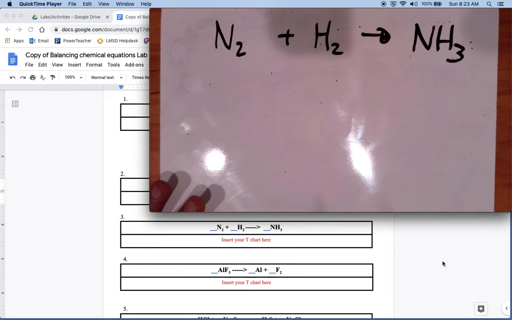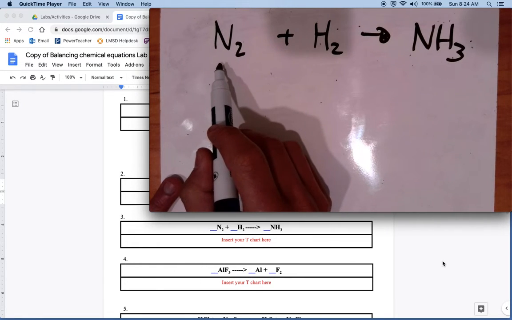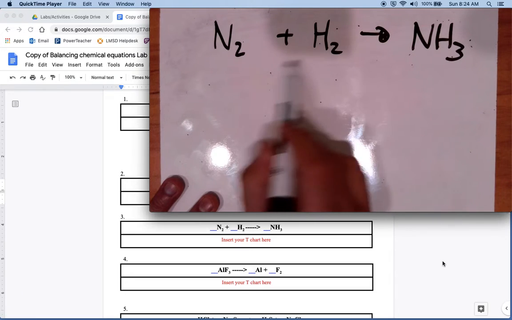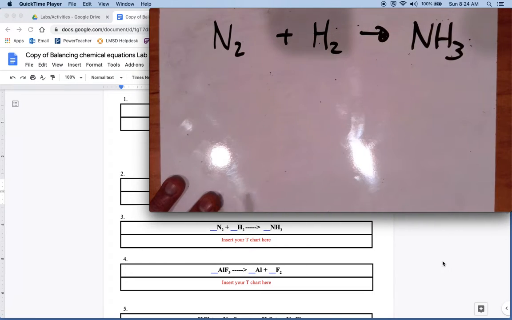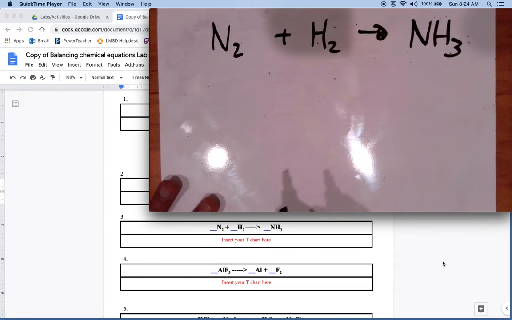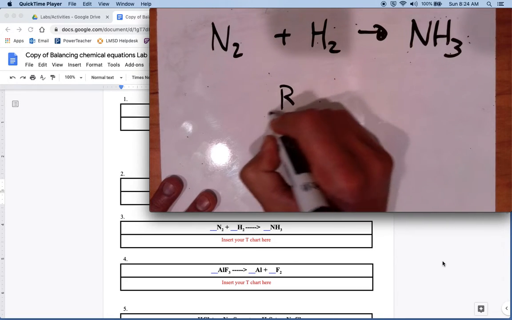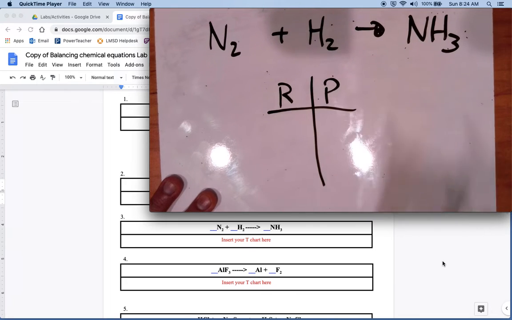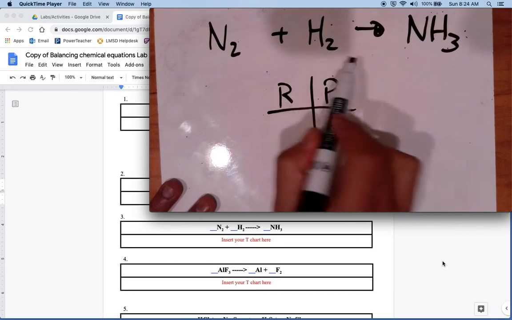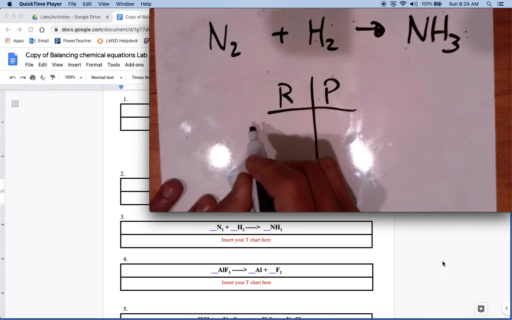Okay, so our next chemical equation, our reactants are nitrogen, N2 plus H2 makes NH3, which is ammonia. All right, so when we first start off, what we need to do is make our reactants and products list, right? So R and P, right? So reactants, remember, everything on the left side. So let's list what we have.